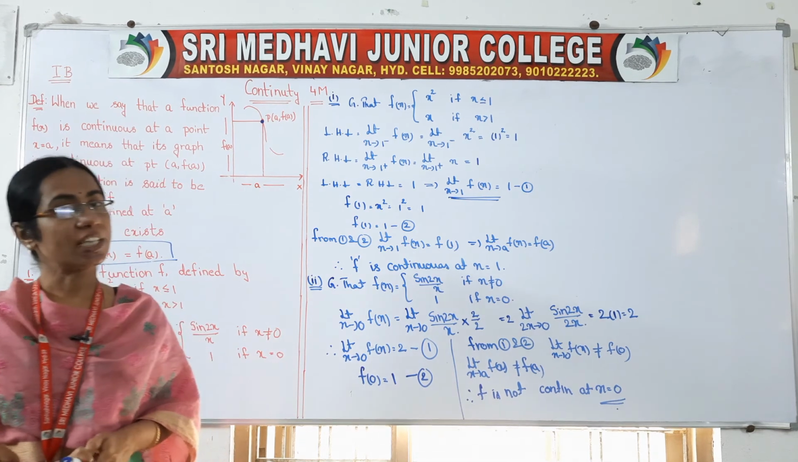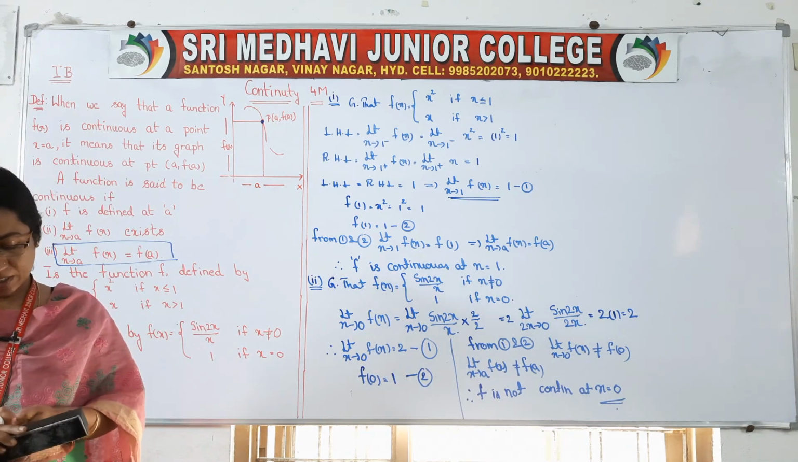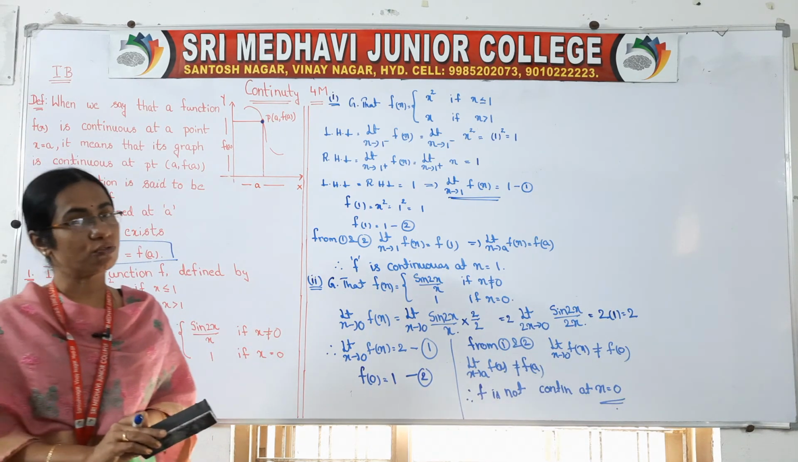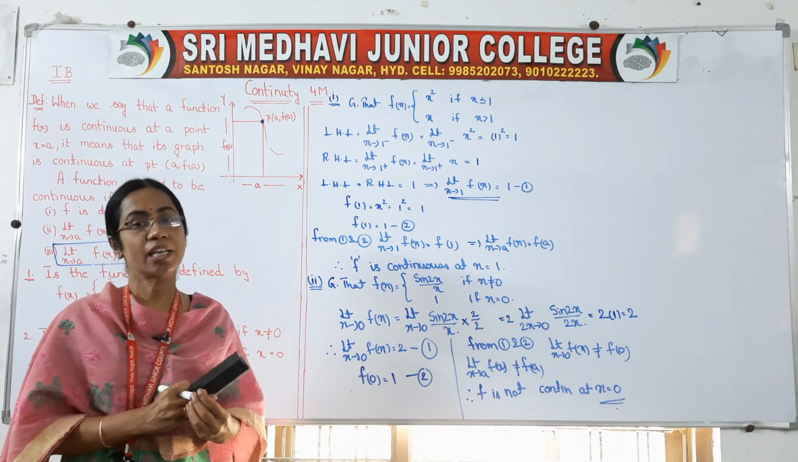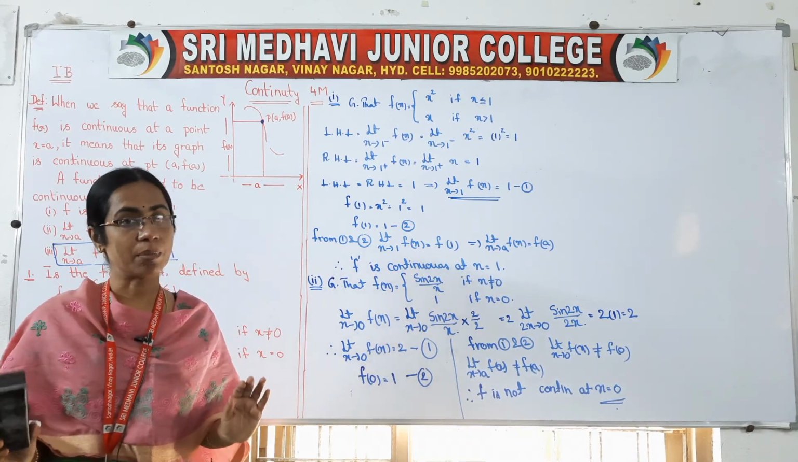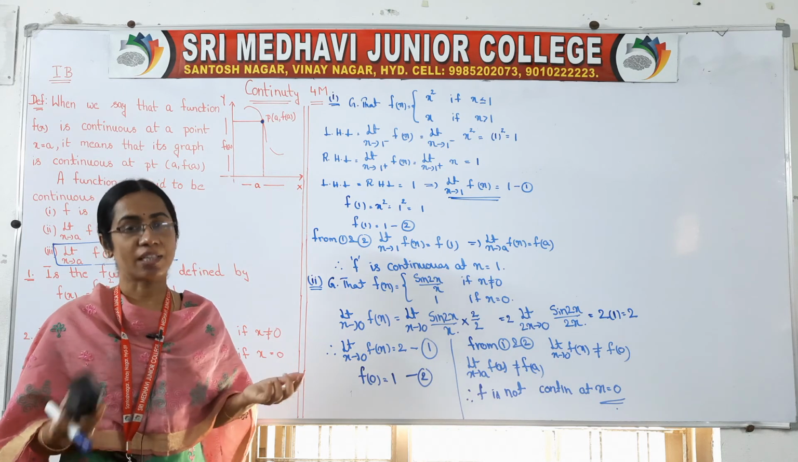Be clear with the concept. Continuous means if we draw a graph for that function at that point, the curve will be unbroken, it will be continuous.